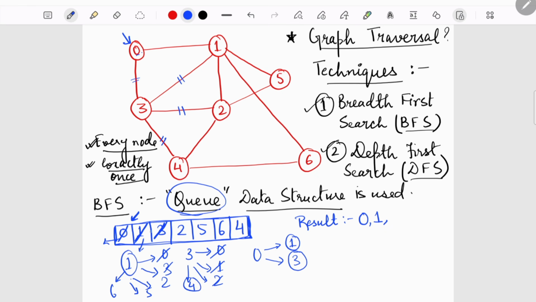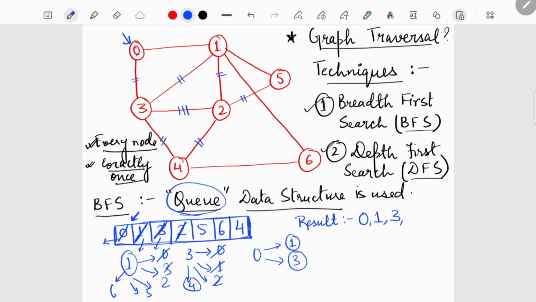Now as we have visited 3 and inserted all the nodes adjacent to 3 in the queue, then 3 leaves the queue and we store it into the result part. Correct? Now which node do we have to visit next? It is 2. So we visit 2 and we try to find out the nodes that are adjacent to 2. So adjacent to 2 you have 1, 3, 4 and 5.